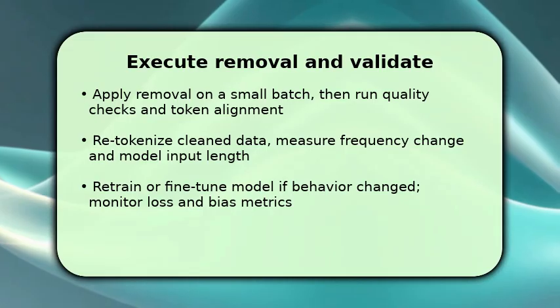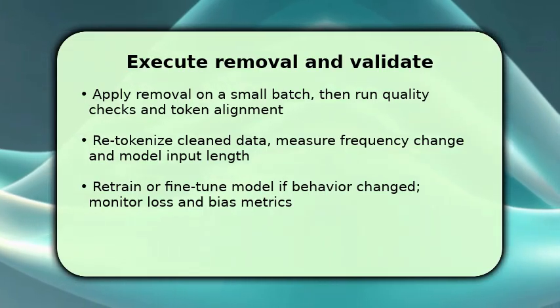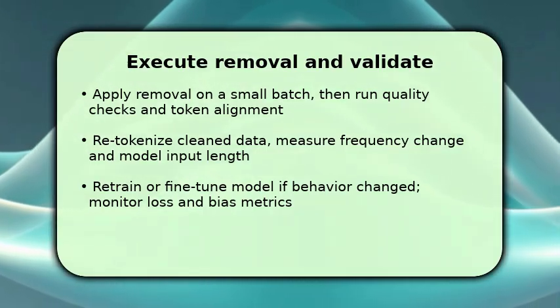If things go wrong, restore the backup. Run the small batch test again, and compare token alignments to locate the mistake.